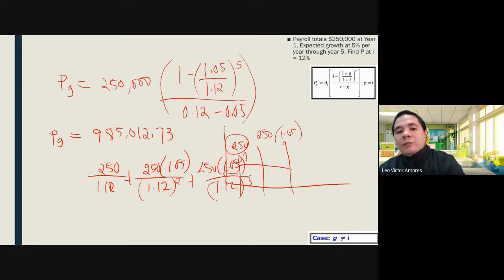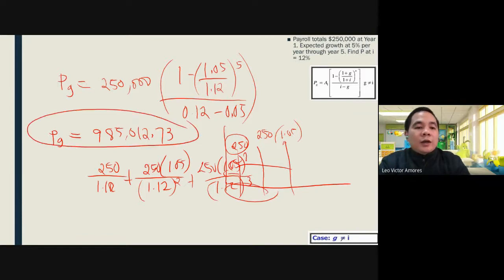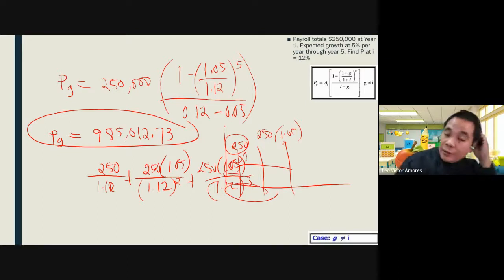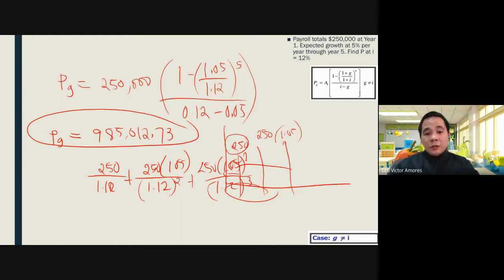That is your present value. That is the explanation why the value gets smaller: the value of your interest is bigger. So this is 985,012.73. So what is the difference? The difference is you do not need to compute for the P of A. It is automatic for a geometric gradient as P of G. Okay?